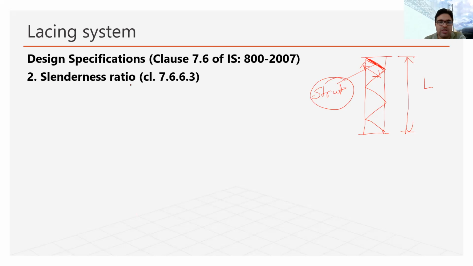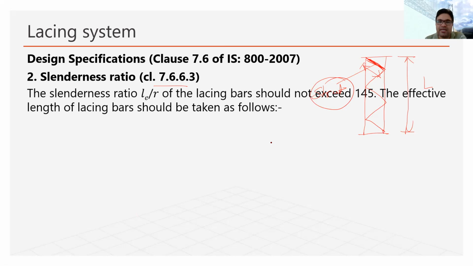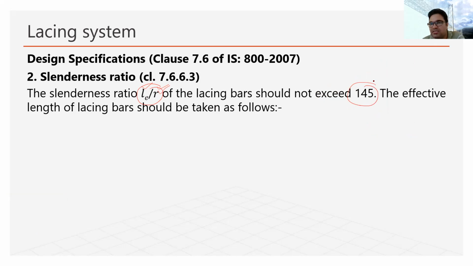So the slenderness ratio limit is given here, and as per IS code, the lambda value should not exceed 145. So it says here that the slenderness ratio, which is the ratio of LE by R, where LE is the length of one lacing bar, and R is the minimum radius of gyration of the lacing bar. So this ratio should not exceed 145, and this limit is given in table 3 of IS code, so you can check that.